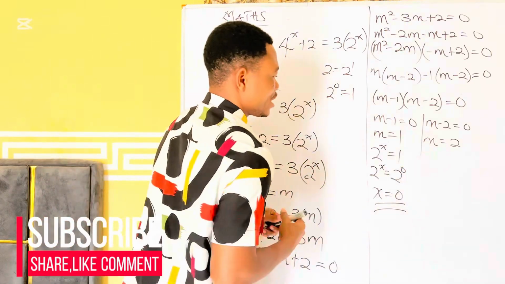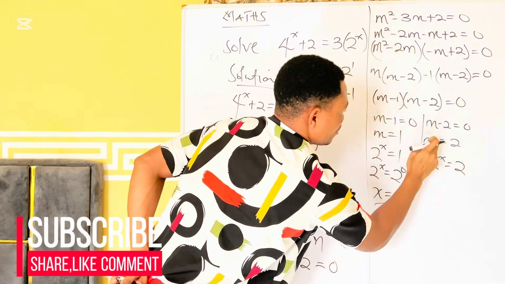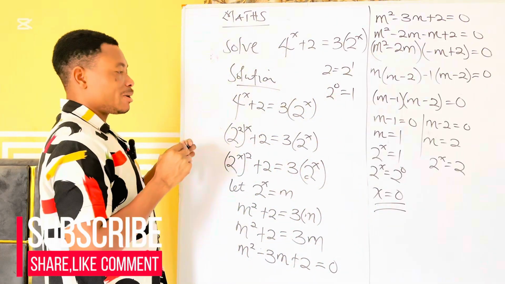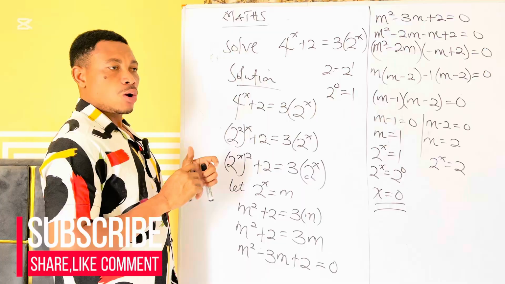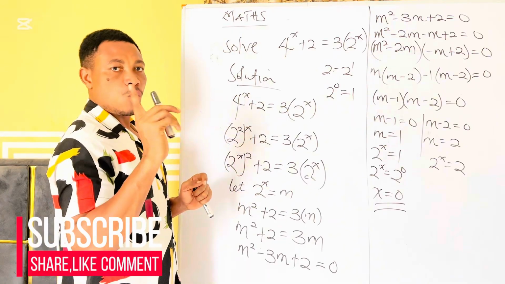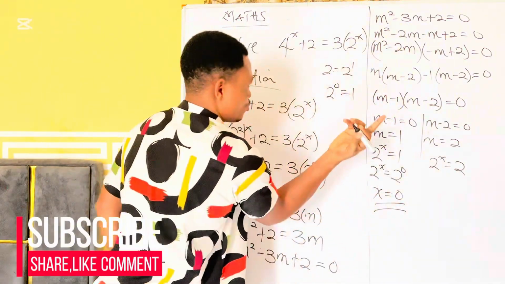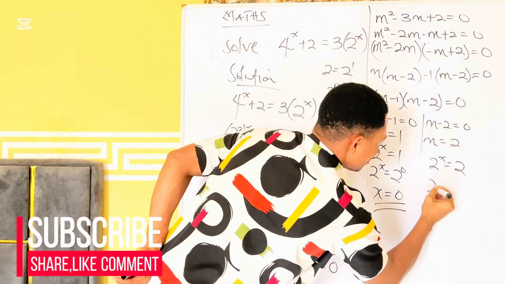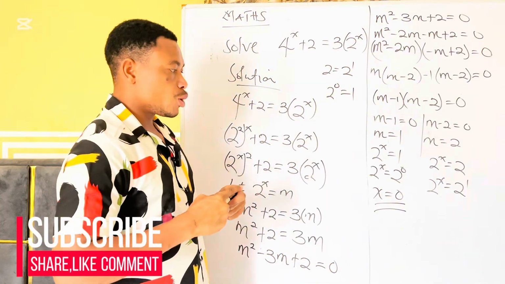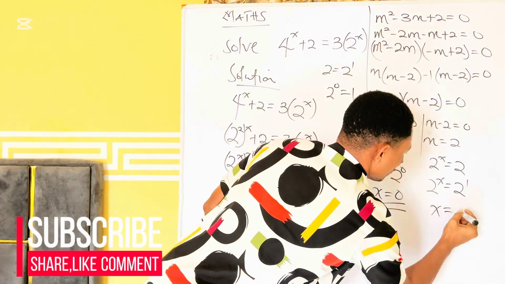The same thing will happen here. So we have 2 to the exponent x is equal to 2. This comes to replace the m. And let's look at it. Any whole number is to the exponent 1. So we have this 2 to be 2 to the exponent 1. So we have 2 to the exponent x is equal to 2 to the exponent 1. Since the bases are the same, we only need to compare the exponents, which gives us x equal to 1.